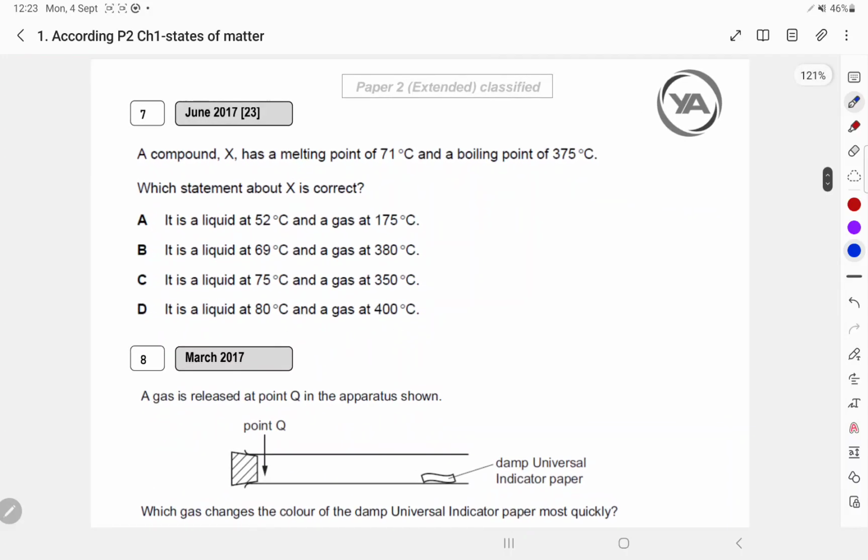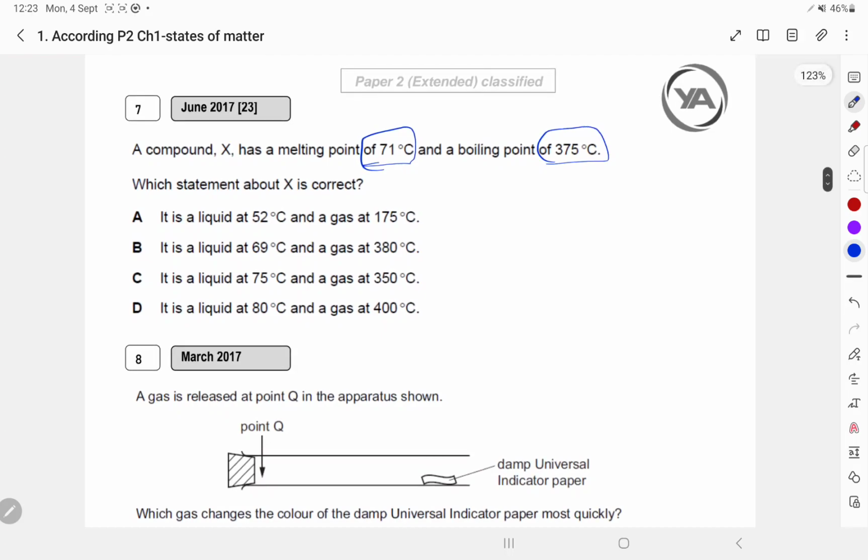Okay, a compound X has melting point 71 degrees Celsius, boiling point 375. So which statement about X is correct? To be a liquid, the temperature must be between its melting point and boiling point. So 75 and 80, both of them are correct, because both of them are between 71 and 375.